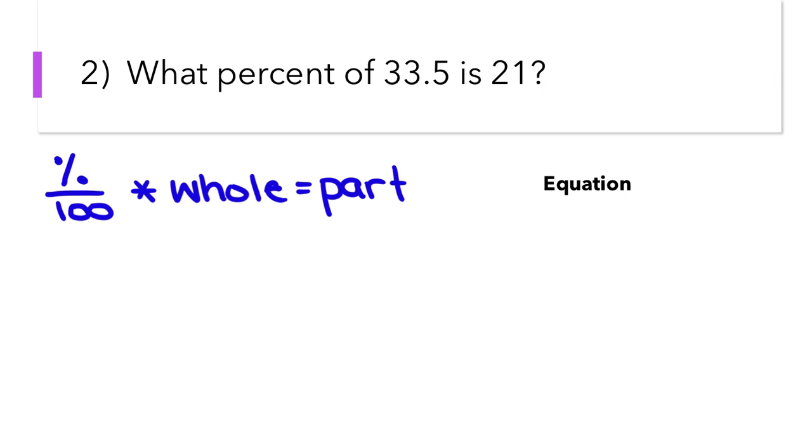But this question's asking us to find the percent. You've had bell ringers where I've asked you for the percent, and you didn't use anything that looked like this. You did something completely different, but you focused on the 21 and the 33.5. You focused on the part and the whole. Can anybody think of how they solved this problem in their own way, but it wasn't with a proportion?